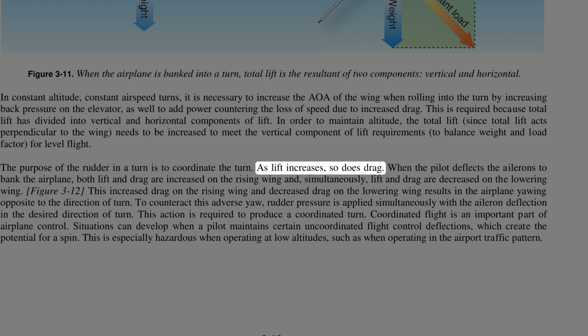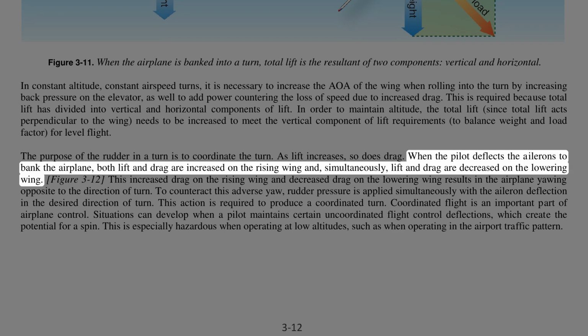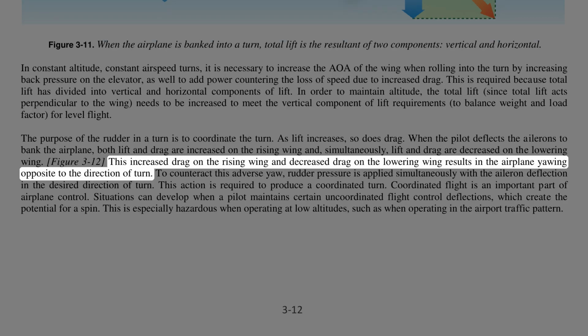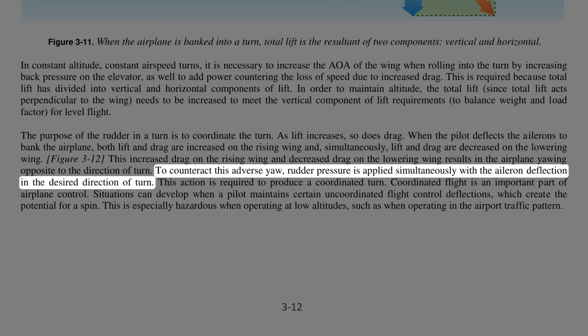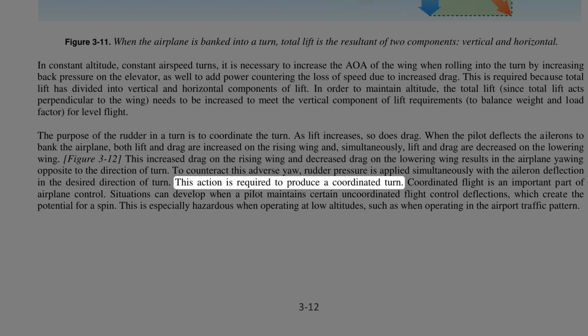As lift increases, so does drag. When the pilot deflects the ailerons to bank the airplane, both lift and drag are increased on the rising wing, and, simultaneously, lift and drag are decreased on the lowering wing. This increased drag on the rising wing and decreased drag on the lowering wing results in the airplane yawing opposite to the direction of turn. To counteract this adverse yaw, rudder pressure is applied simultaneously with the aileron deflection in the desired direction of turn. This action is required to produce a coordinated turn.